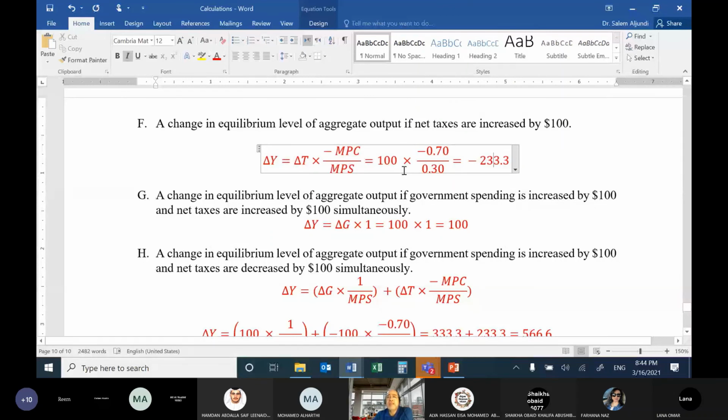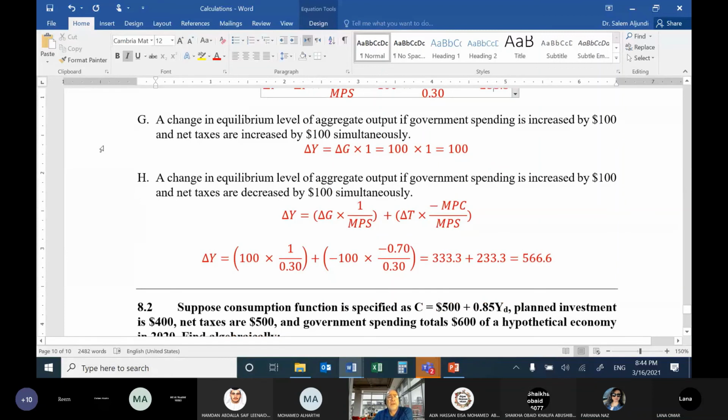So the increase in taxes has negative effect on equilibrium level of output, but a decrease in taxes has positive effect on equilibrium level of output. Why? Because our disposable income will be higher without taxes. We will spend more for consumption. Demand will increase. Business sector will react by increasing output.